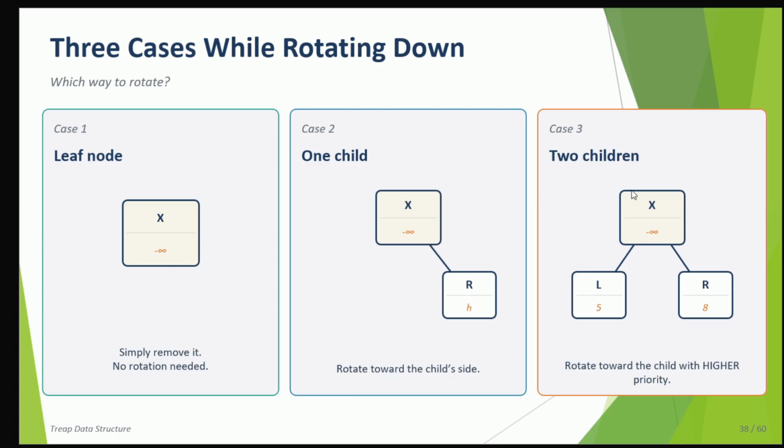The third case is the node contains 2 children. In this case, we will check the priority values of the 2 children. If the priority value of the left child is higher than the priority value of the right child, then we will perform a right rotation. And if the priority value of the right child is higher than the priority value of the left child, then we will perform a left rotation so that the highest priority value maintains the heap property as it is. And after rotating, we will simply remove the node from the tree.